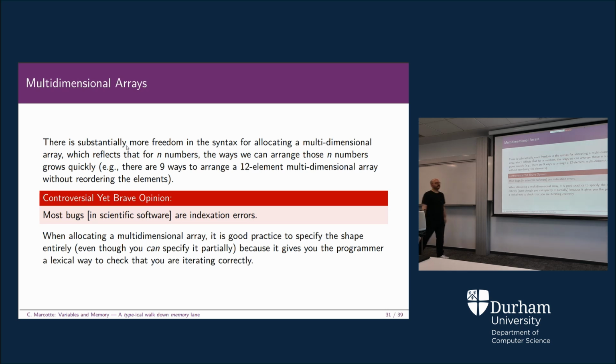This controversial yet brave opinion implies that when you have really complicated objects stored in memory, like multidimensional arrays, you do have to be quite careful about how you manipulate them. So when allocating a multidimensional array, I think it is good practice to specify the shape entirely. In that example we just went through, the first index was left implicit, but I think you should be explicit on all of the indices, because it gives you, the programmer, a lexical way to check that you are iterating correctly.